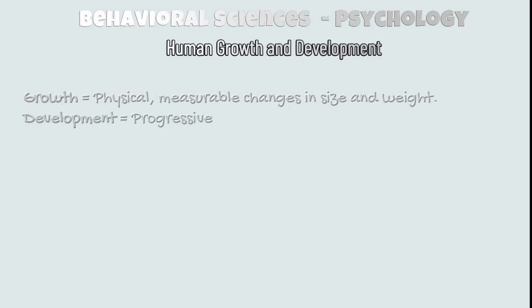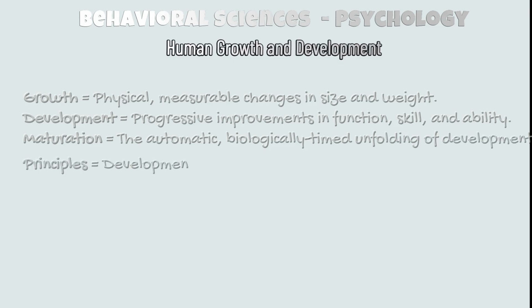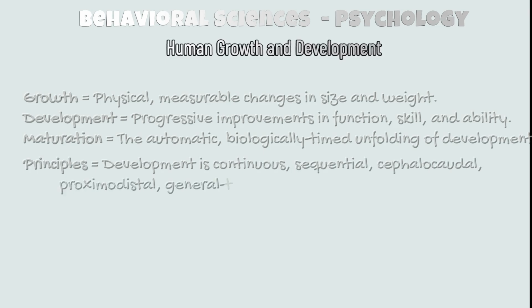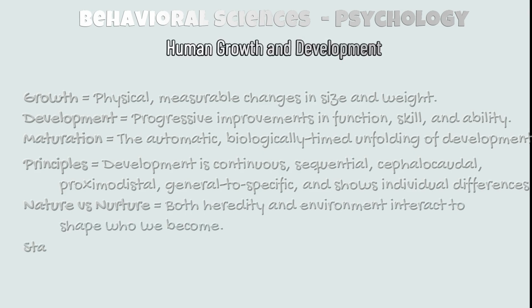Quick recap. Growth is physical, measurable changes in size and weight. Development is progressive improvements in function, skill, and ability. Maturation is the automatic, biologically timed unfolding of development. Principles: development is continuous, sequential, cephalocaudal, proximodistal, general to specific, and shows individual differences. Nature versus nurture: both heredity and environment interact to shape who we become. Stages: prenatal, neonatal, infancy, early childhood, middle childhood, adolescence, early adulthood, middle adulthood, late adulthood.